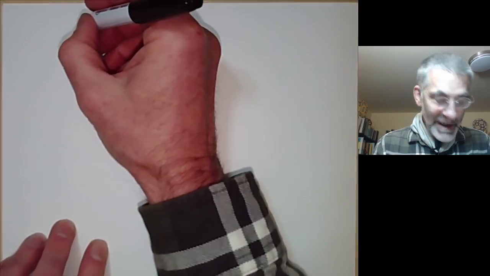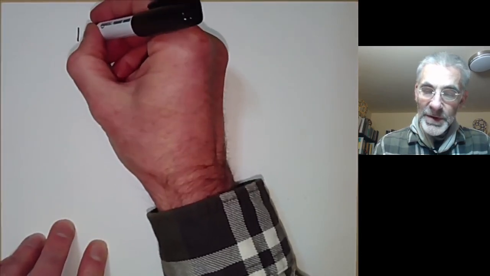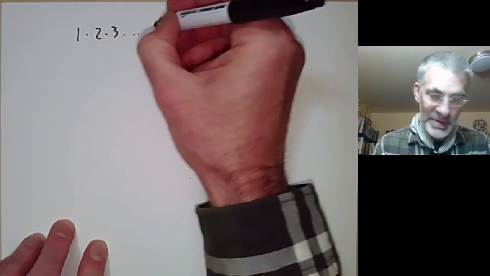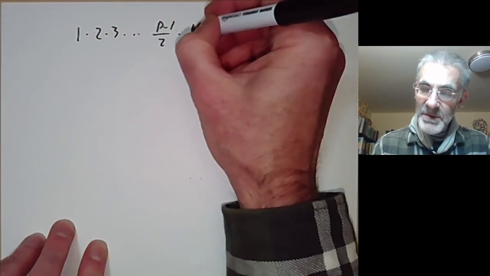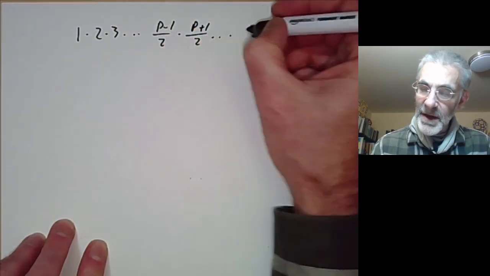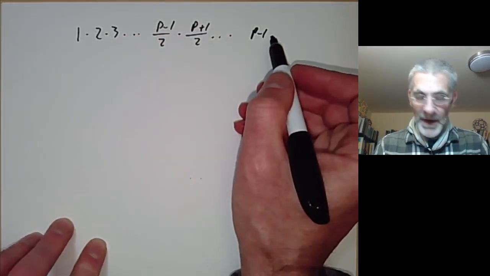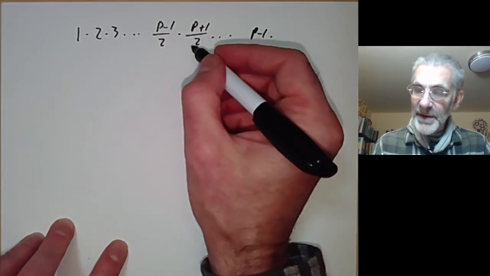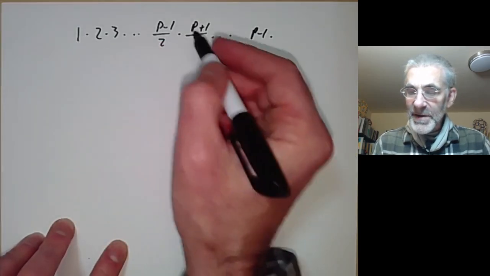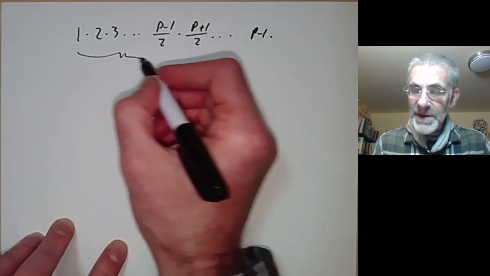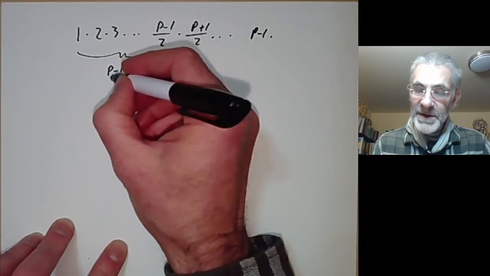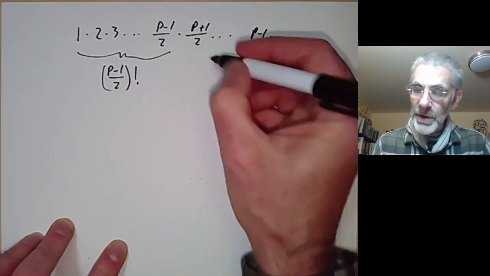So let's give an application of Wilson's theorem. Let's take p to be a prime, and we look at the numbers 1 times 2 times 3 times all the way up to (p minus 1)/2 times (p plus 1)/2 times up to p minus 1. So we're going to multiply all the numbers from 1 up to p minus 1, and then divide them into two equal groups. These ones give us ((p minus 1)/2) factorial.